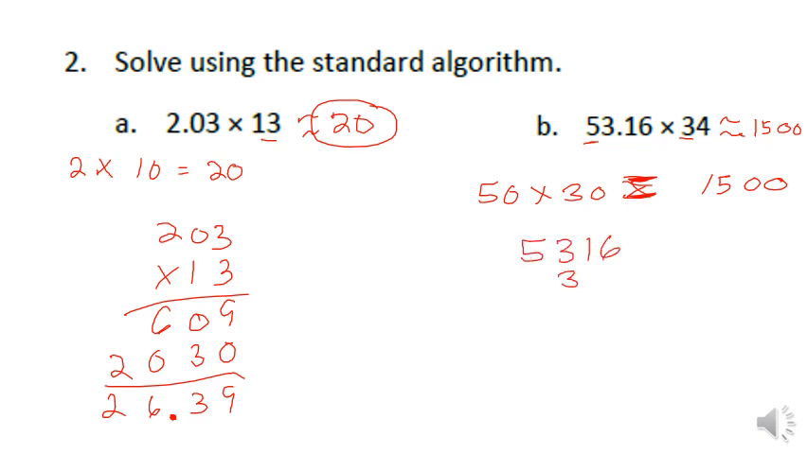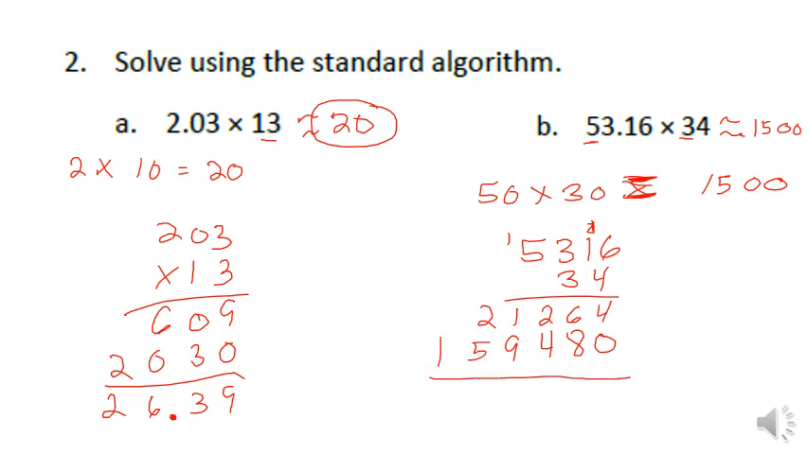5,316 times 34. 4 times 6 is 24. Carry 2. 4 times 1 is 4, and 2 is 6. 4 times 3 is 12, carry 1. 4 times 5 is 20, and 1 is 21. Put our placeholder in here, so we're going by 3 instead of 30. 3 times 6 is 18, carry our 1. 3 times 1 is 3, and 1 is 4. 3 times 3 is 9, and 3 times 5 is 15.